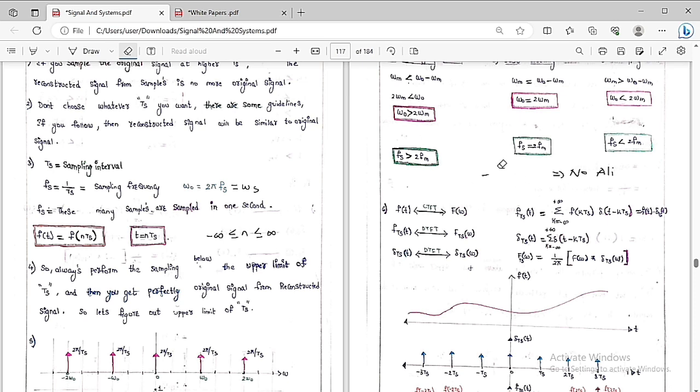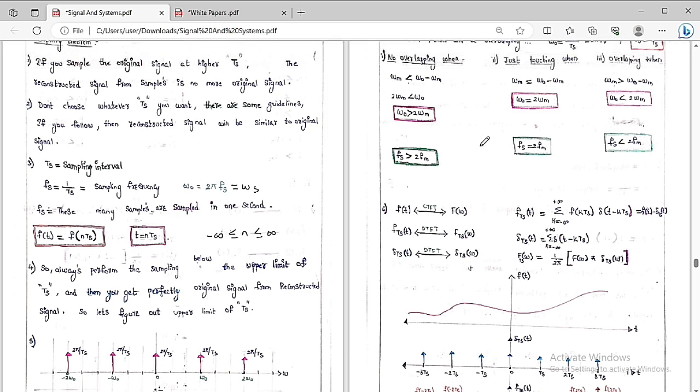Whenever the sampling frequency is greater than or equal to 2 times the message signal frequency, then only we can say there is no aliasing. Therefore, from the reconstructed signal we can get back the original signal. Suppose if the sampling frequency is less than 2 times the message signal frequency, there will be aliasing. Because of that, high frequencies will become low frequencies and low frequencies will become high frequencies. So because of this, you cannot get back the original signal from the reconstructed signal.